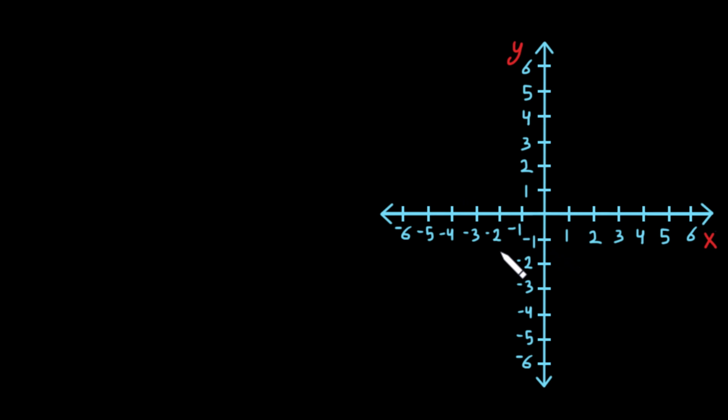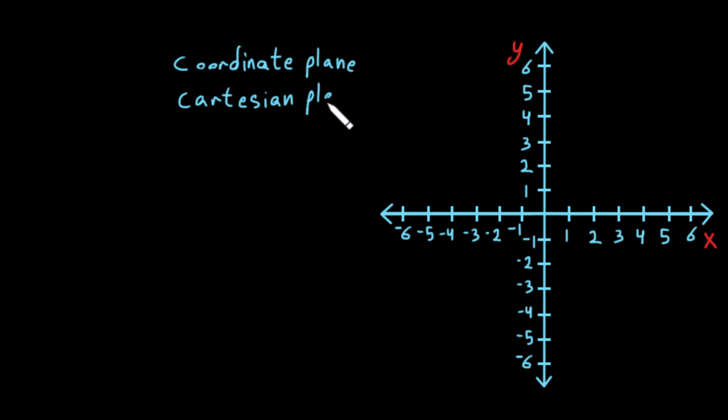So we have called this coordinate system coordinate plane, Cartesian plane, or XY plane.